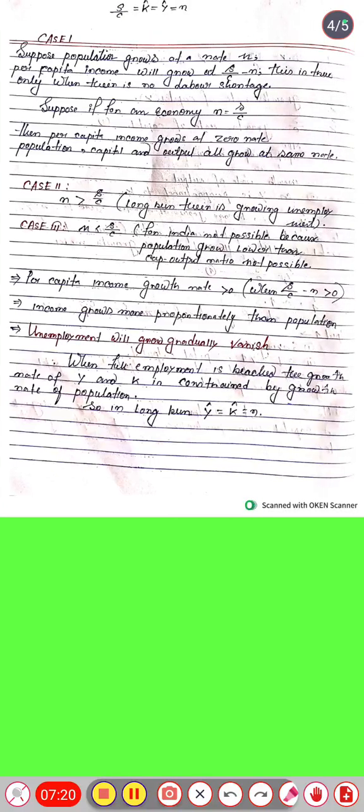There are some cases. The first case is s, that is savings divided by the capital output ratio, minus n. n is the population growth rate. This is true only when there is no labor shortage. So suppose in an economy n, the population growth rate, is equal to s by c, the savings rate divided by the capital output ratio, then per capita income grows at zero rate.